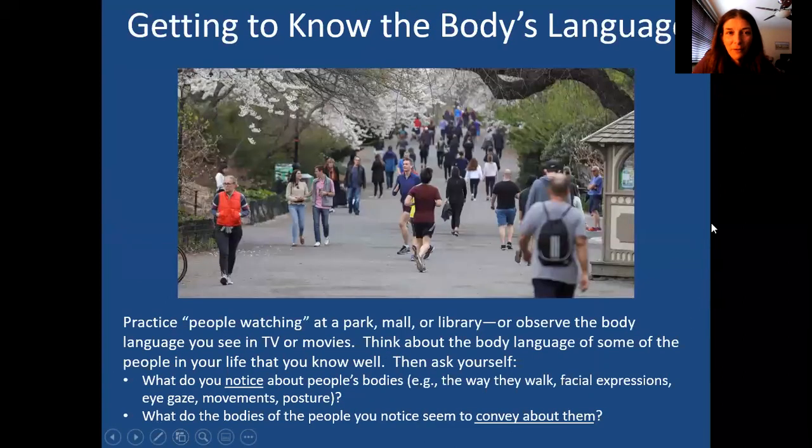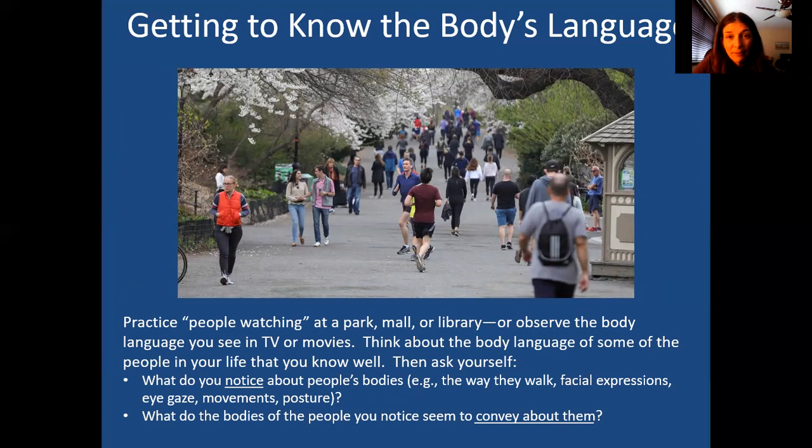Okay, next one. So this exercise is called getting to know the body's language. All right, so let's say we're walking through the park and there's plenty of people around because the weather's getting nice, and we could just sit on a bench and observe other people. Or you go to some other location, the mall, or just walking down the street, or wherever you happen to be. And just, subtly, without staring, observe the body language of people that walk by.